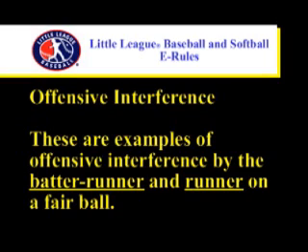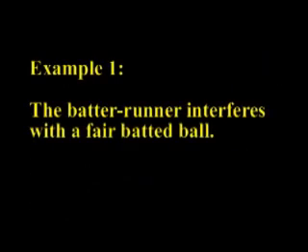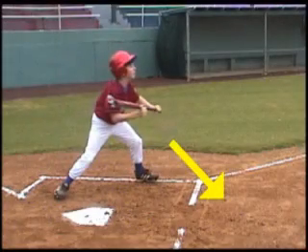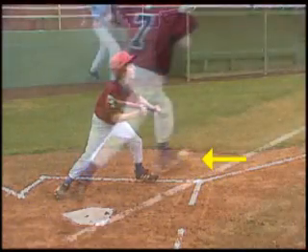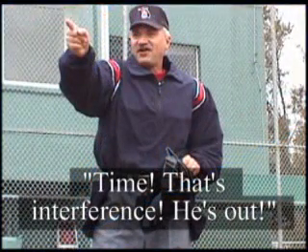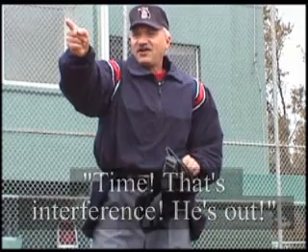One typical example of this type of interference is when the batter runner touches a fair batted ball when he or she is outside the batter's box. In this example, the batter bunts the ball down the first base line, then inadvertently kicks the ball while the ball is in fair territory. The umpire calls time, signals interference, and calls the batter runner out.